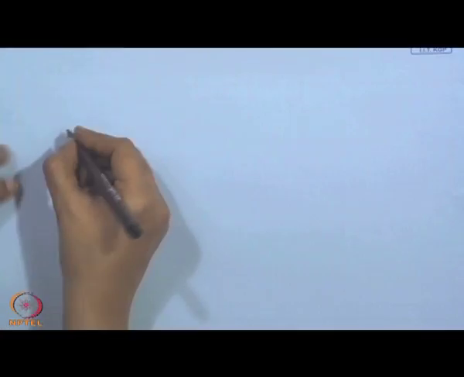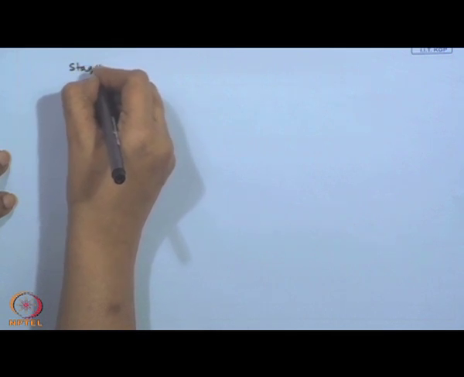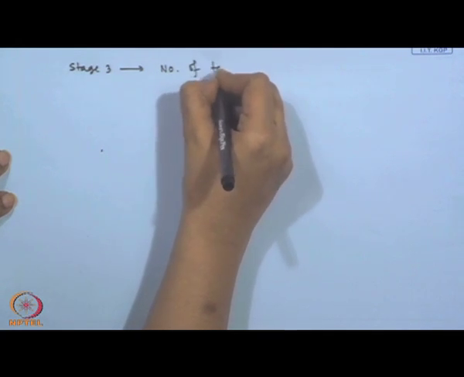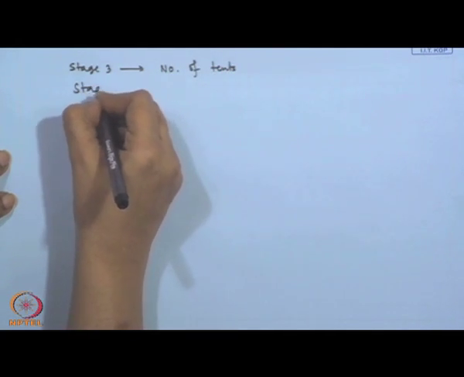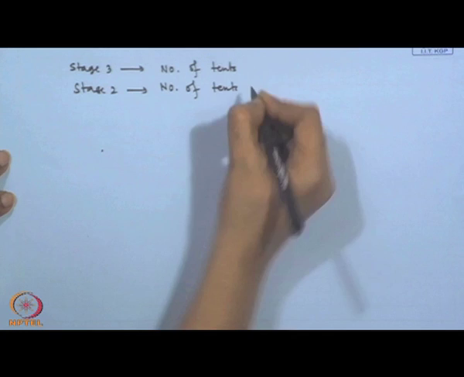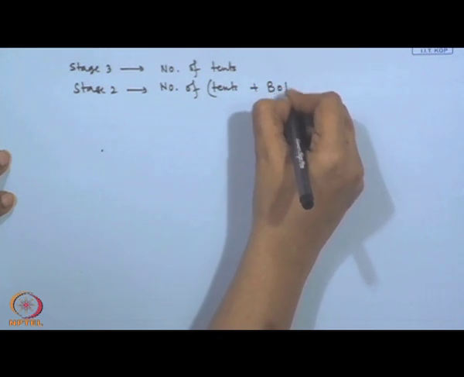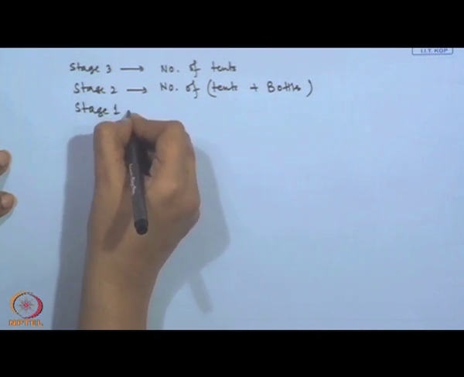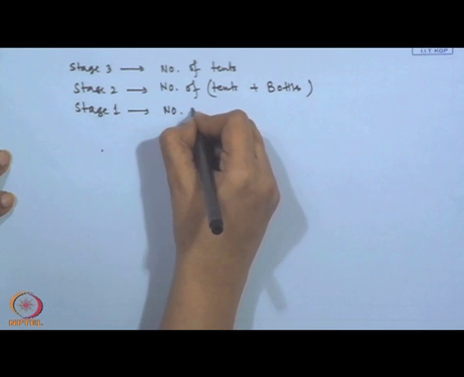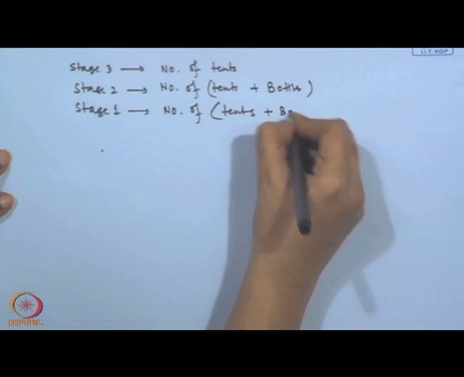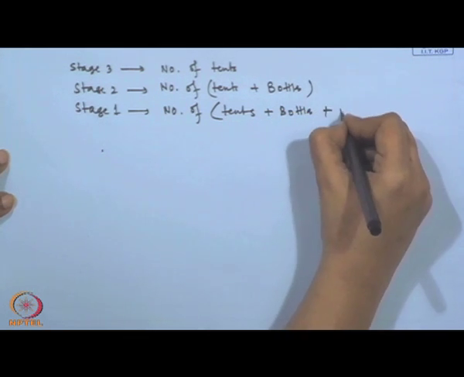Thus, let me start with stage 3. That is the number of tents. Stage 2, number of tents plus bottles of water, and stage 1, that is the bigger problem that we wanted to address, that is the number of tents plus bottles plus food packs.